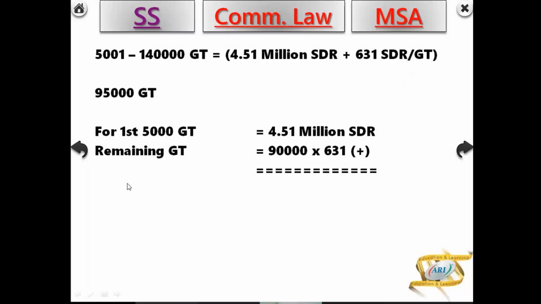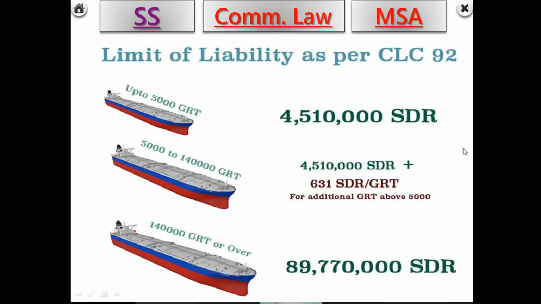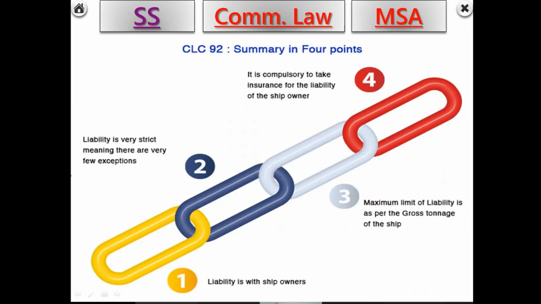Okay. So, as a recap to the CLC part of it: limit of liability is 4.51 million SDR for up to 5,000 gross ton, then for 5,000 to 1,40,000, this plus 631 SDR per gross ton, and 1,40,000 and above, 89.77 million SDR. And finally, the summary in 4 points. Liability is with the ship owner, that is the oil tanker owner. Liability is very strict, meaning there are very few exceptions, only 3: act of God, war or sabotage, and not acting responsibly in maintaining the navigational aids afloat.